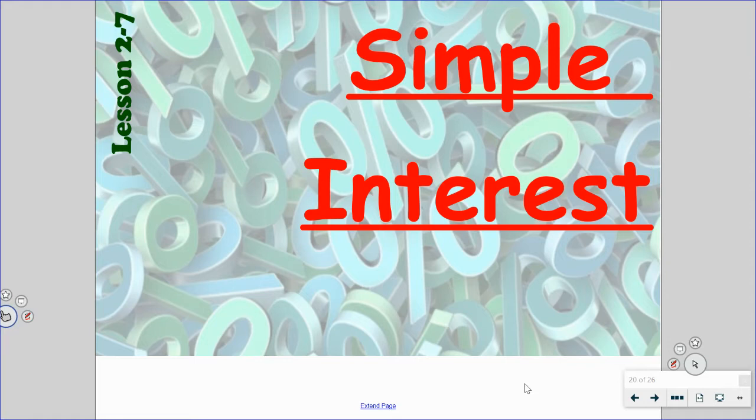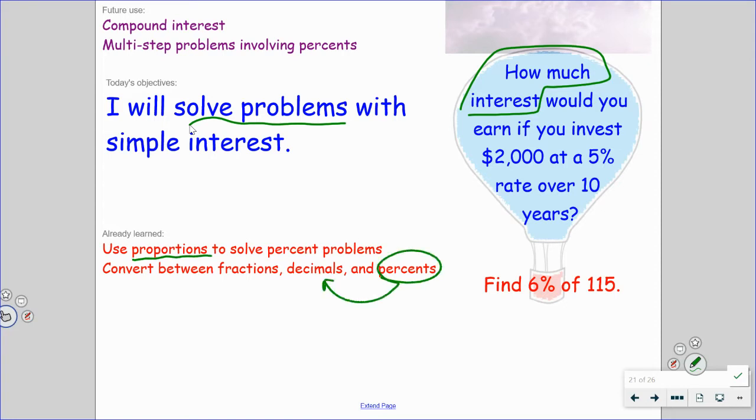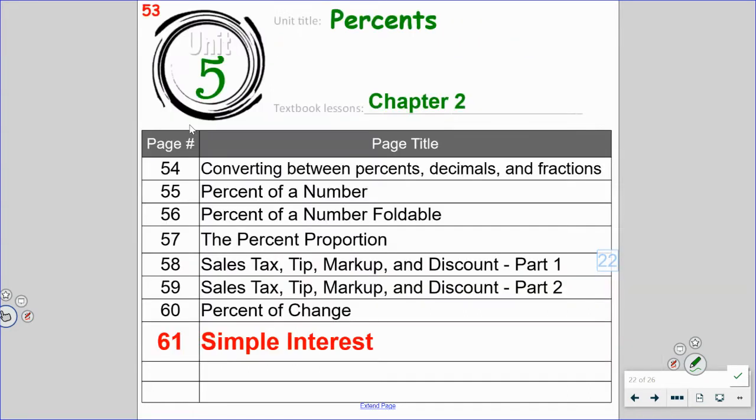If you're looking in your textbook, that'll be Chapter 2, Lesson 7 if you'd like to look at some extra examples. To show you what you might have already seen, our goal is to solve all sorts of problems with interest. For instance, how much interest? But it could also be how much principal, what would your percent be, how many years, that sort of thing. Now, it takes proportional reasoning as well as converting, let's just say, percents to fractions or decimals. You're going to need those skills when completing this assignment.